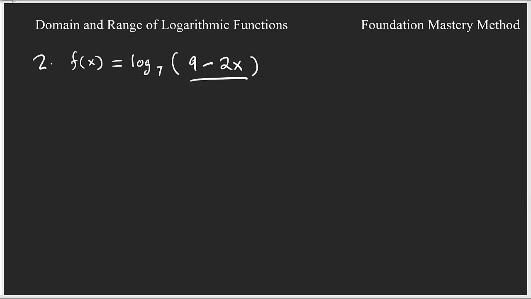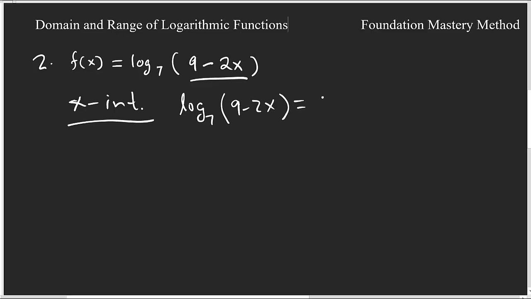Now let us look at intercepts. So we say x-intercept. For the x-intercept, we know that y will be 0. So you write logarithm base 7 of 9 minus 2x equals 0. Now we know the property of conversion. So then you say 9 minus 2x is 7 to the 0, which is 1.